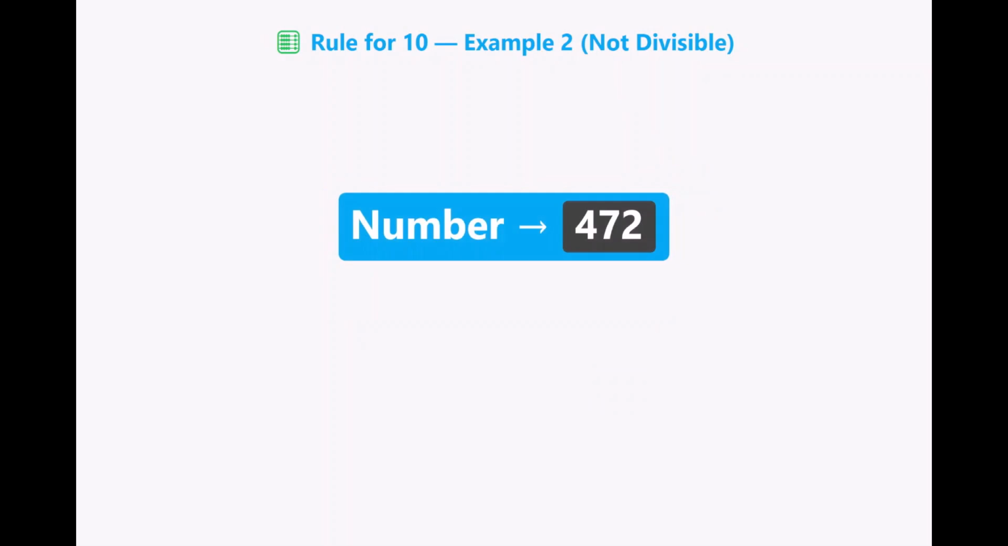Here is another example number. Let's check the last digit. The number ends with 2, not 0. So 472 is not divisible by 10.